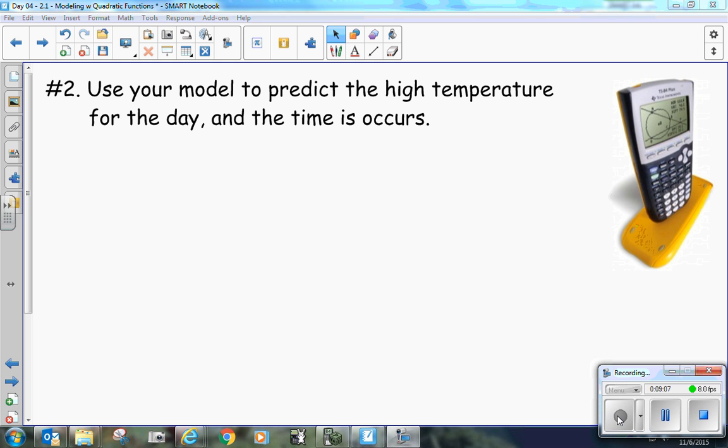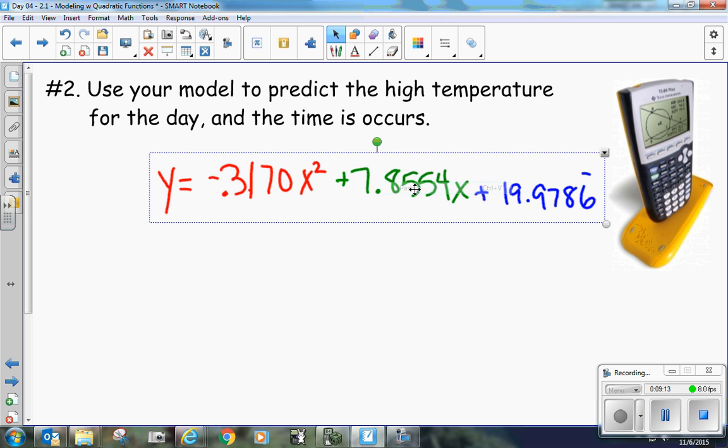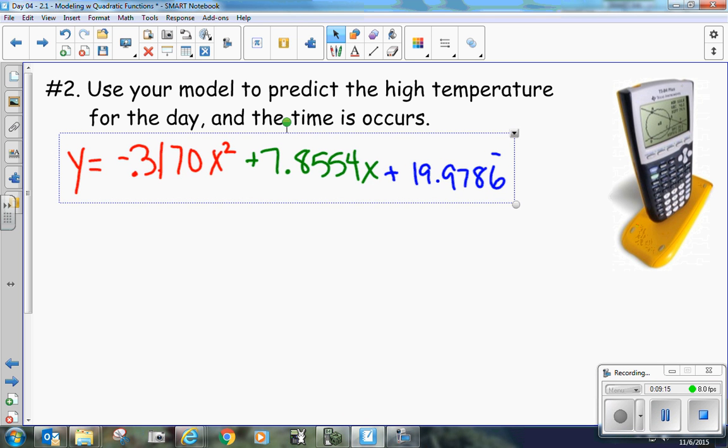Okay, let's use our model to predict the high temperature for the day. You guys have this already written in the previous question. You're going to use this to predict the high temperature today. There are 2 ways we can do this. One is we can use the graphing calculator. The other way is we can do it algebraically.